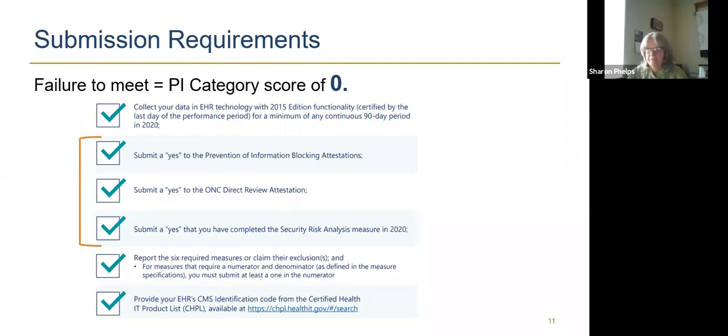The next item is report the 6 required measures, and Sarah's going to go through those and talk about what the measures are and what their exclusions are. And the last thing you have to do when you report is you have to tell them what your certified health IT product number is. You're telling them which EHR system you are using, and we're going to show you how you can get that number in just a minute.